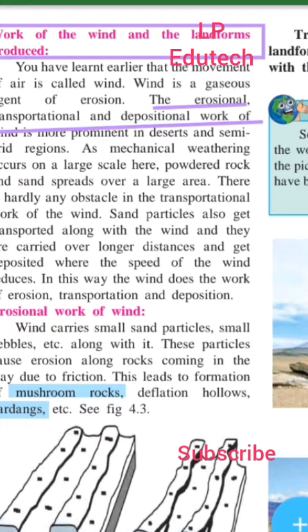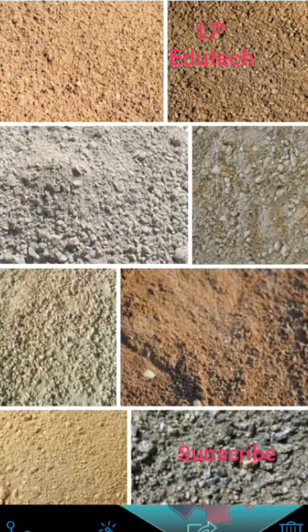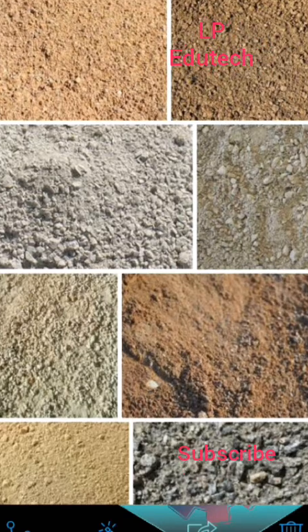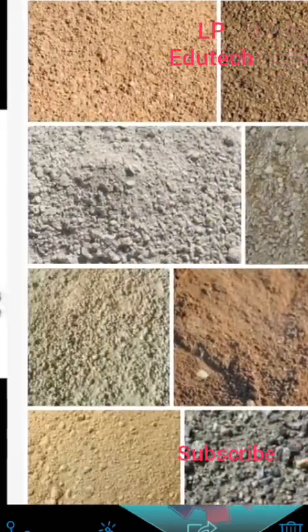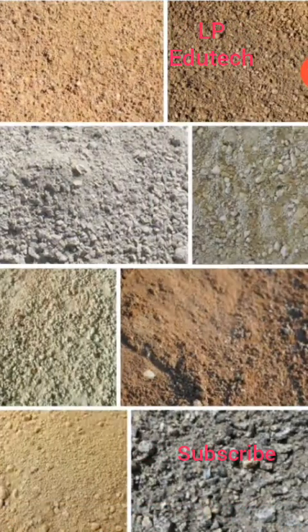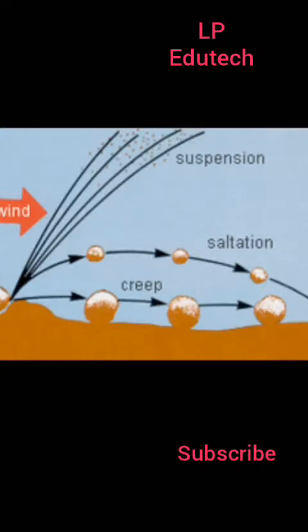It is prominent and dominant in desert and semi-arid regions, as mechanical weathering occurs on a large scale here. So powdered rock and sand spread over a large area. The powder formed from the rock is the effect of the wind. Let us see. Now this can be seen as powdered rock. Now you can see the various forms. As mechanical weathering occurs on a large scale here, powdered rock and sand spread over a large area.